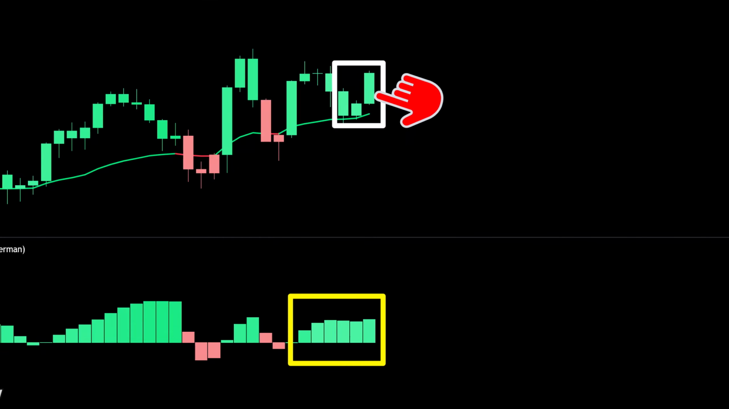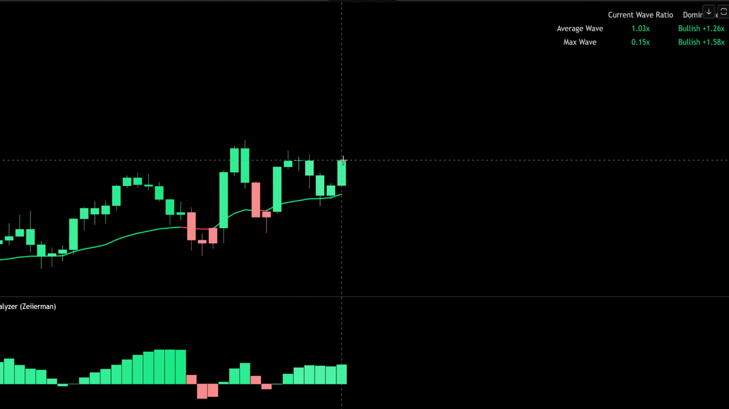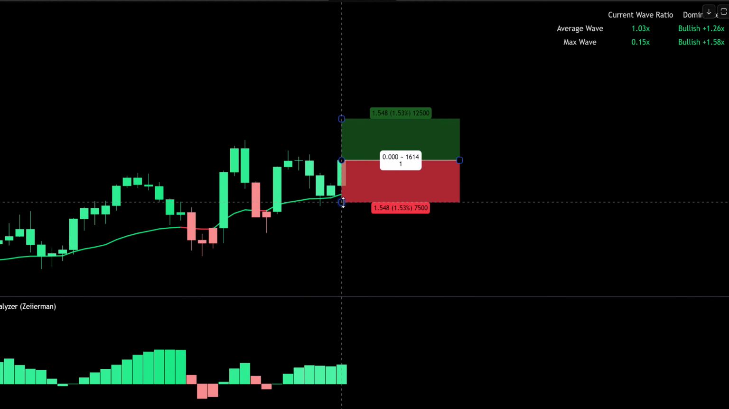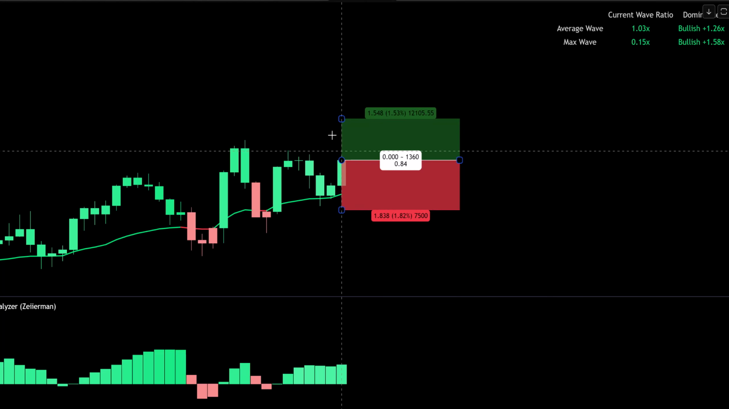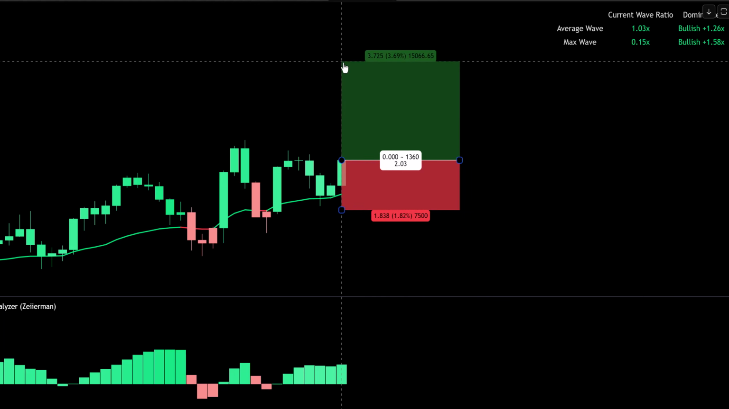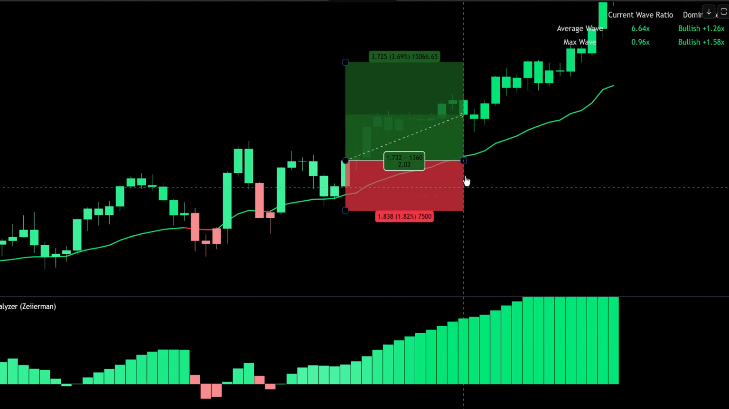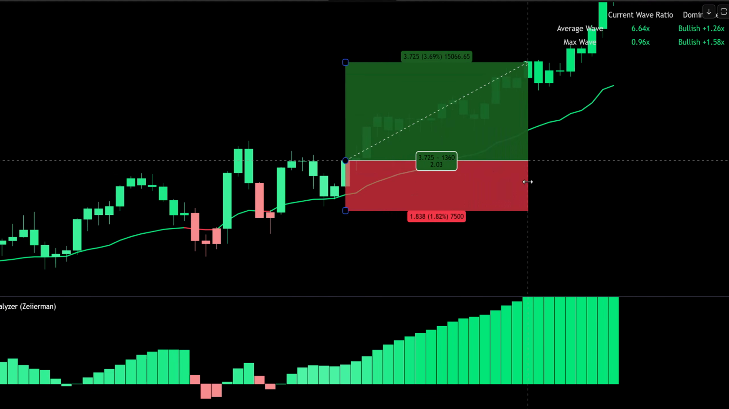Now, when you look at this histogram, you can see that the green histogram has started forming and also growing in size. Currently, the wave ratio is 1.03, and the dominance is bullish, and because of all these traits, you could have placed a long trade at the close of this candle and set your stop loss at this low, and then extend your profit target up to this level, which is equivalent to a 2-to-1 risk-to-reward ratio. Now, if you play the price forward, you can see that the trade would have been a profitable trade.